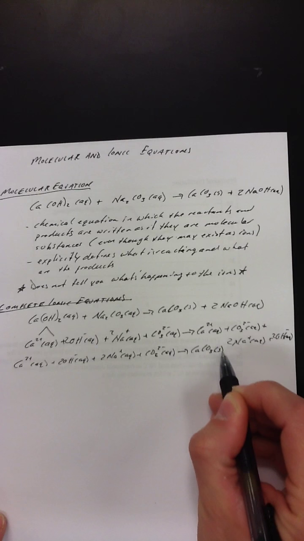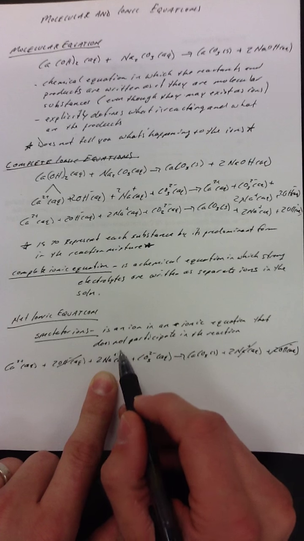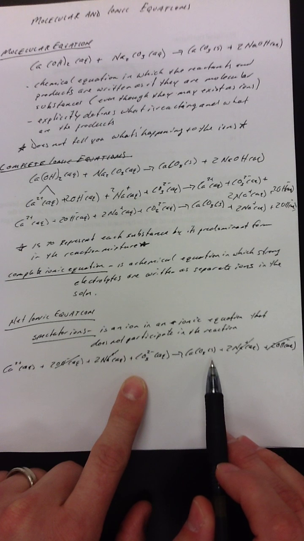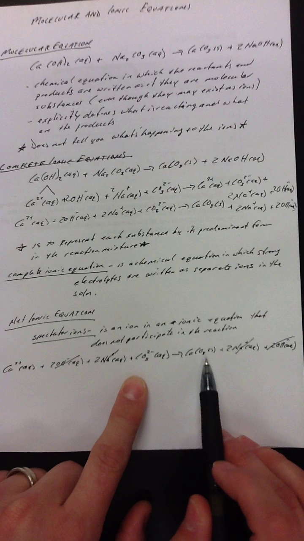So we'll go through and we'll cross off those ions. And then we'll look here, we'll say, okay, do we have sodium? Yep. Do we have free sodium over here, or aqueous sodium? Yep, sure do. We can cross those out. Do we have any free carbonate? Nope, that's locked up in that precipitate.